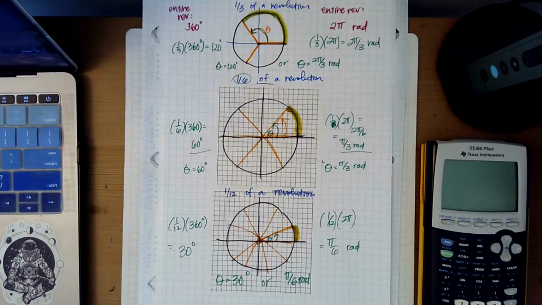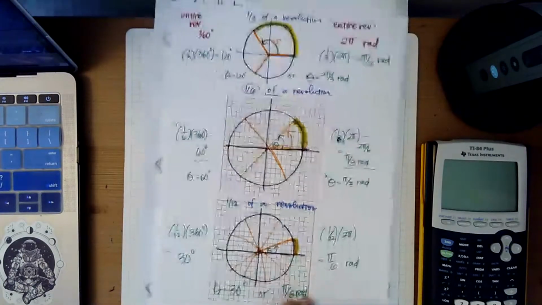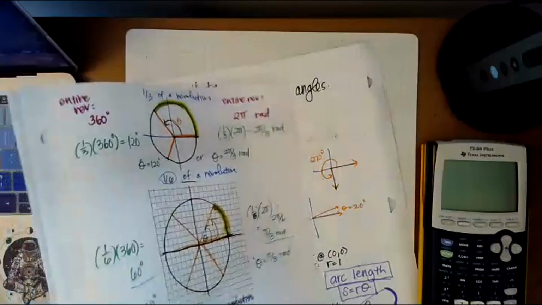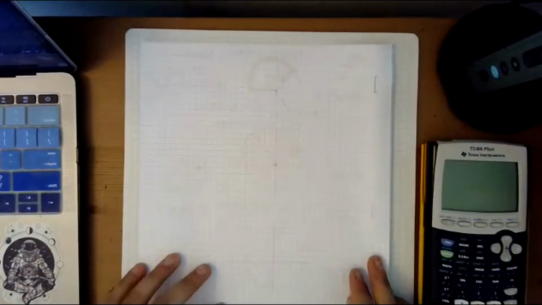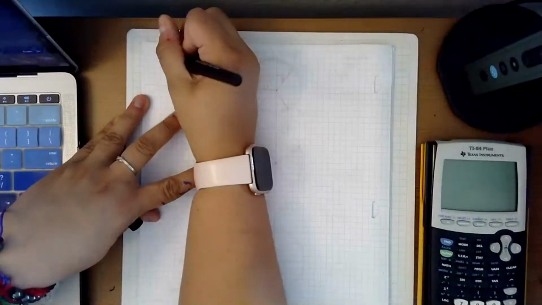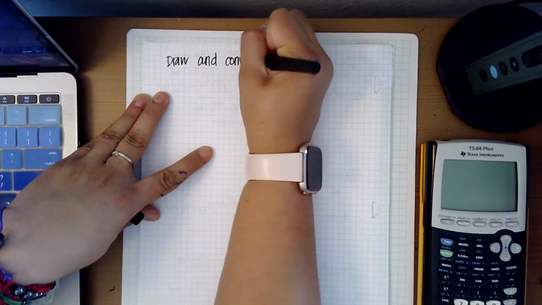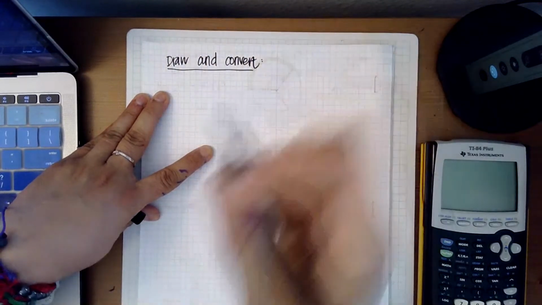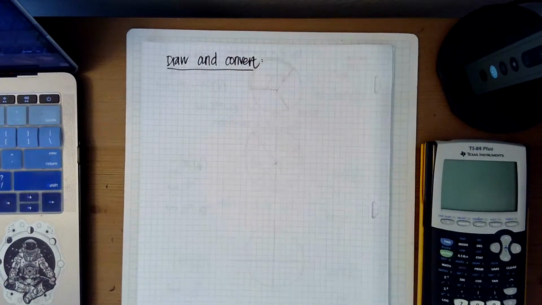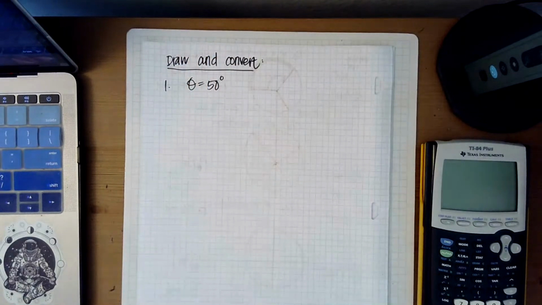Now let's talk about converting them, because it's really important that we know how to convert. My assignment is going to ask you to draw and convert angles. If I give you a theta, you need to convert it into the other form, and then you have to draw it. It's going to say draw and convert, which means whichever format I give you, you give me the other version and then draw it up. Start with theta is equal to 50 degrees.